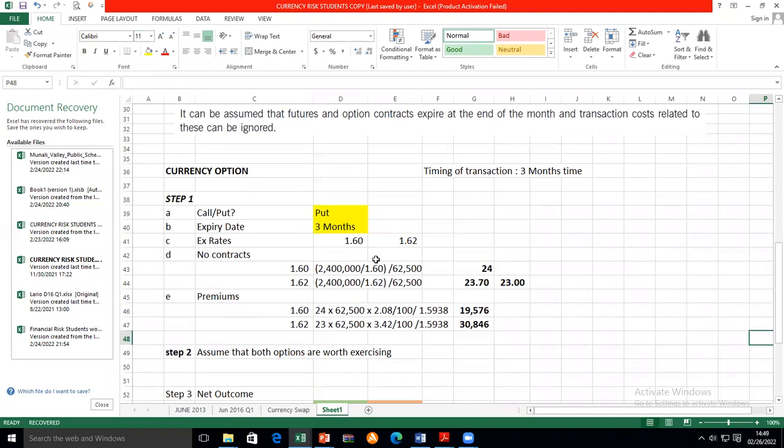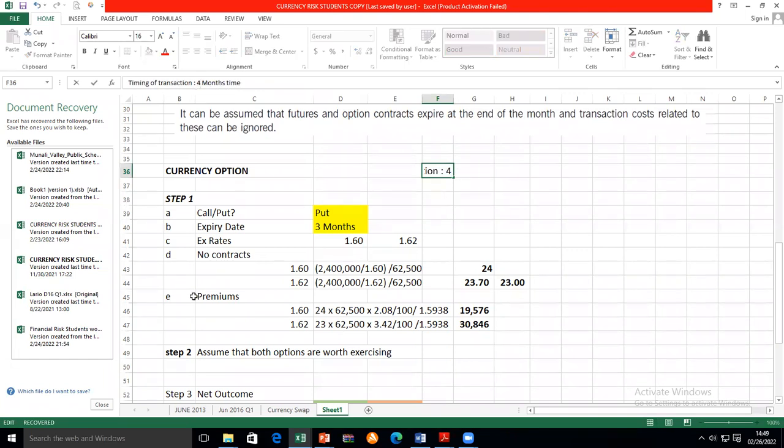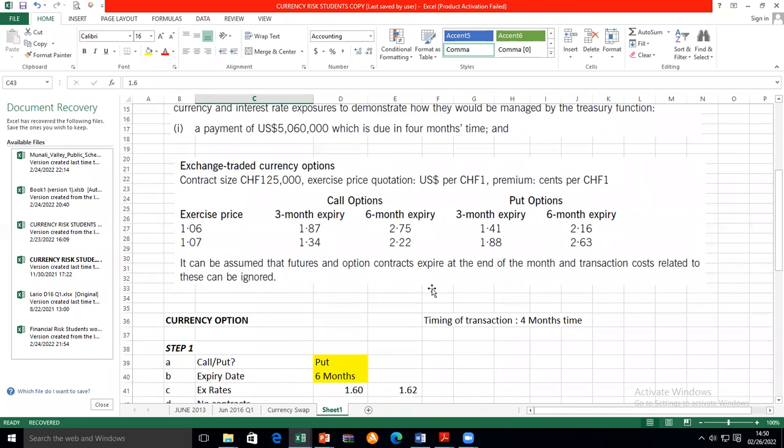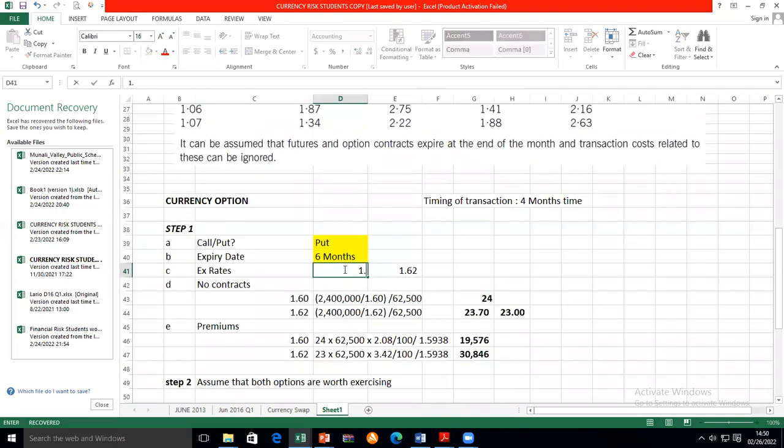Okay, let's go. Call or put? The timing of our transaction is in 4 months' time. We have answered the question that it's a put that you're looking for, expiring in 6 months' time. That's what we said. Exercise rates, let's check. There are 2: 1.06 and 1.07.